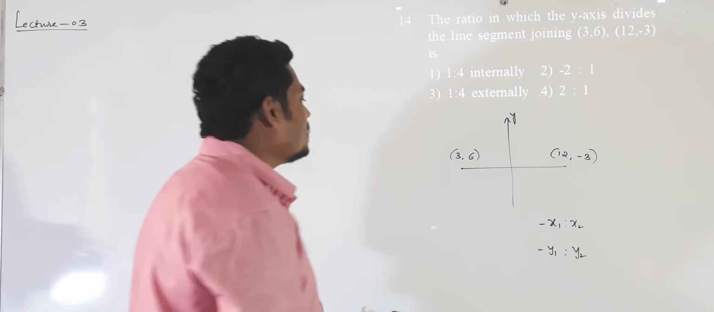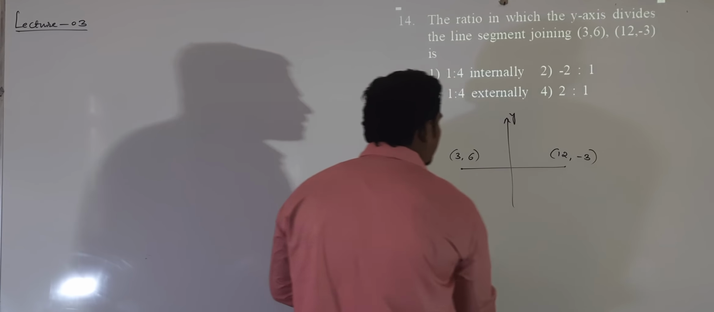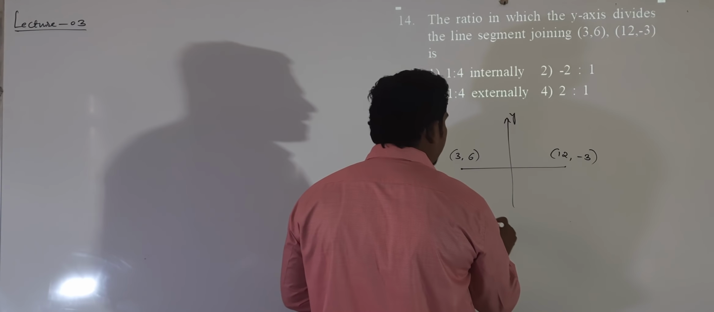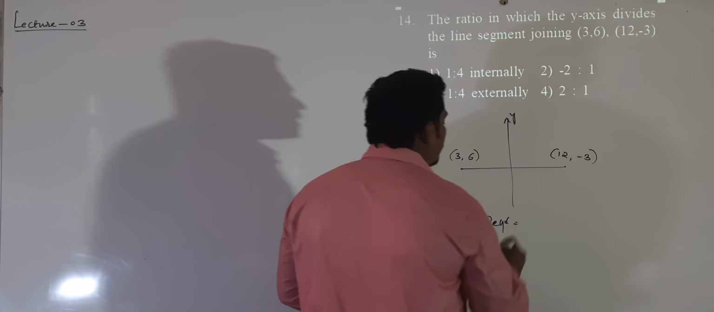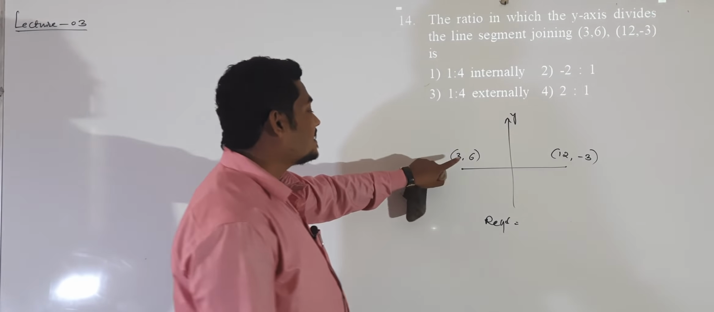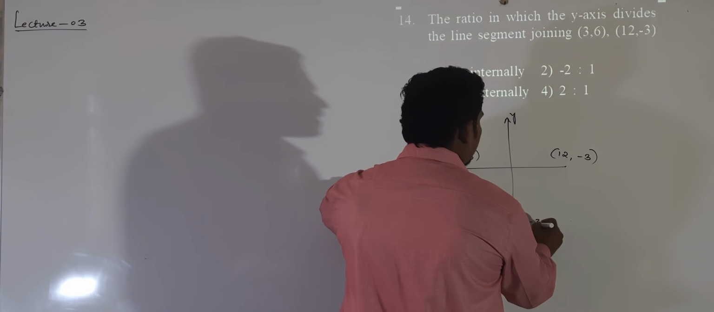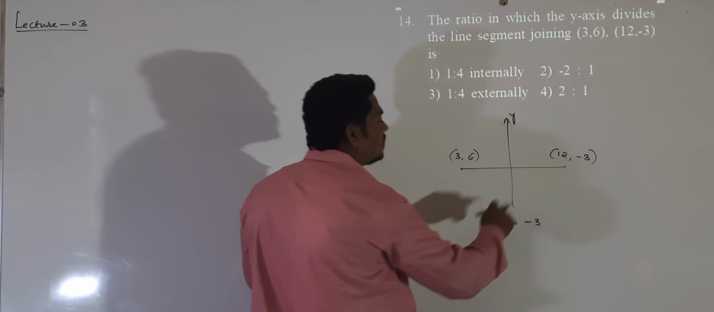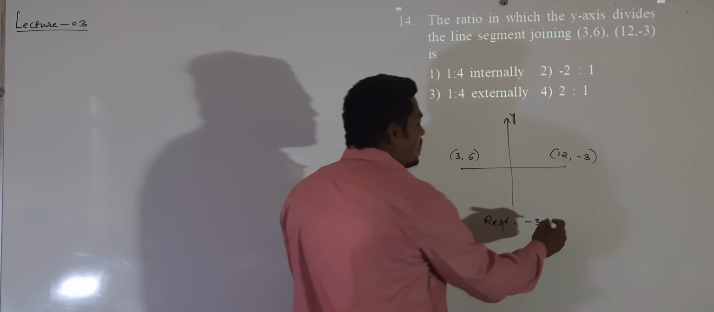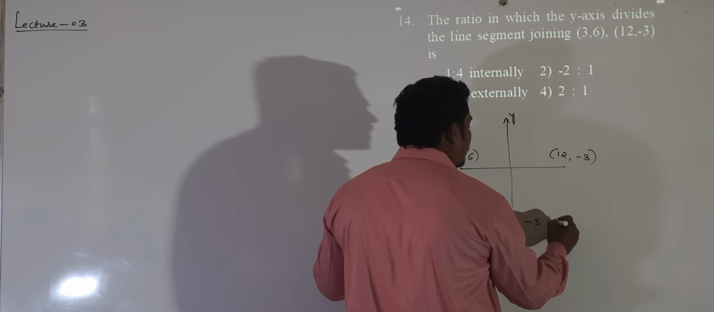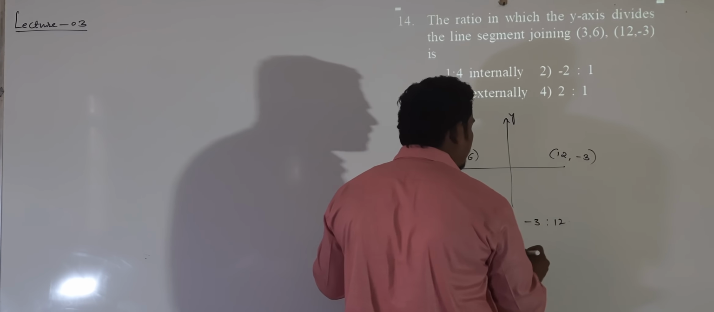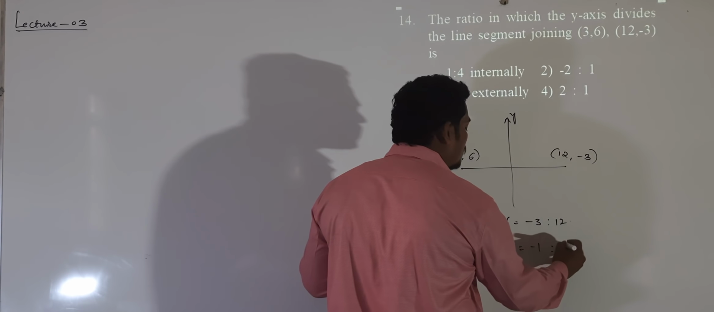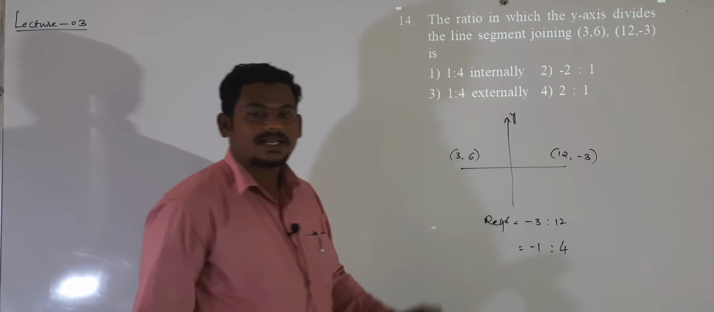Then in this case, in what ratio? Required ratio is equal to minus x1, means minus 3. This is x1 y1, x2 y2. This is y-axis. Minus x1 is to x2. What is x2? 12. If you simplify, then you get minus 1 is to 4, just dividing with 3, right?